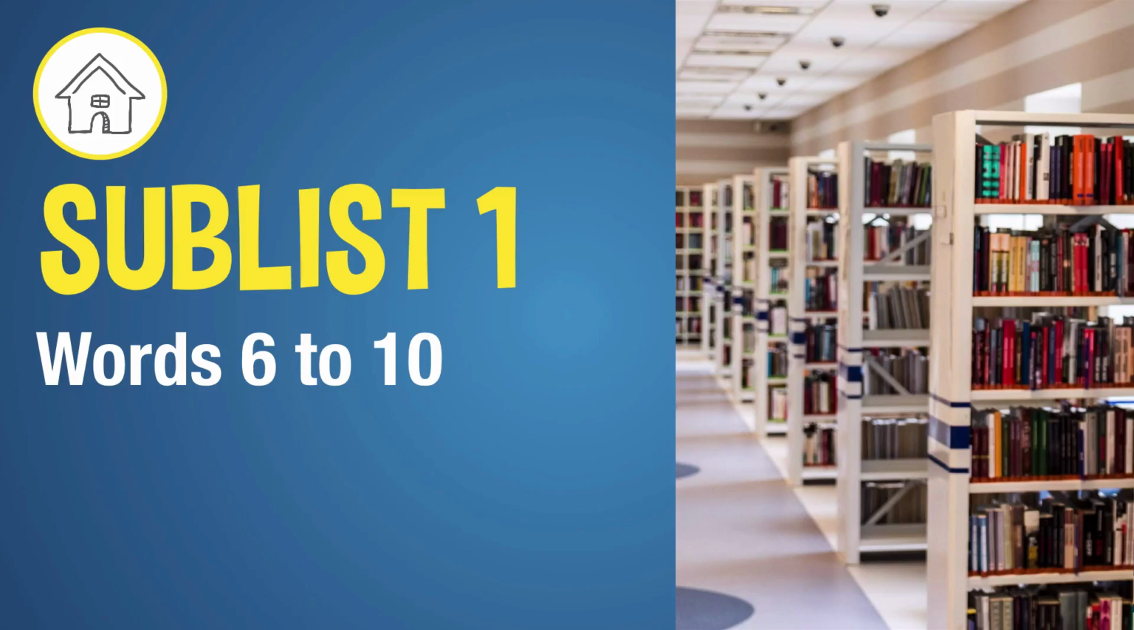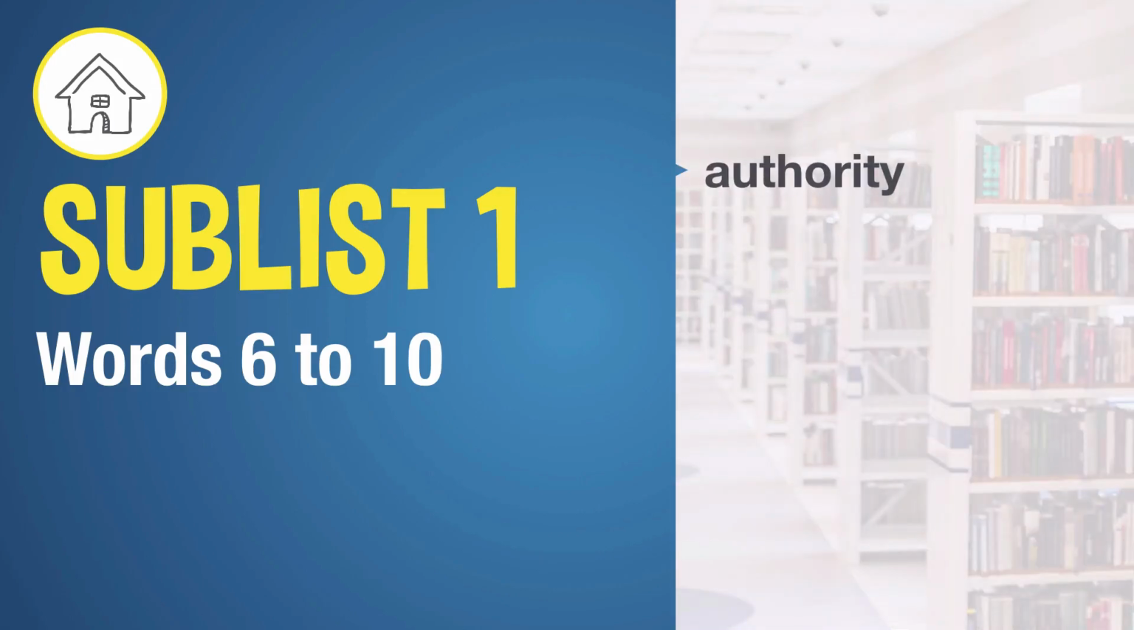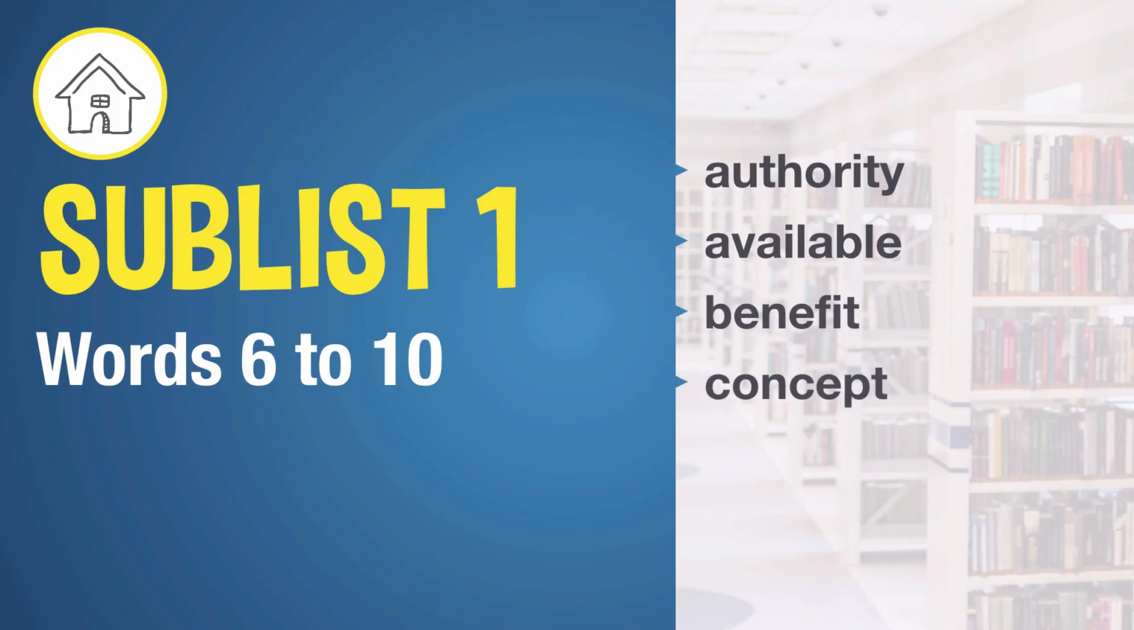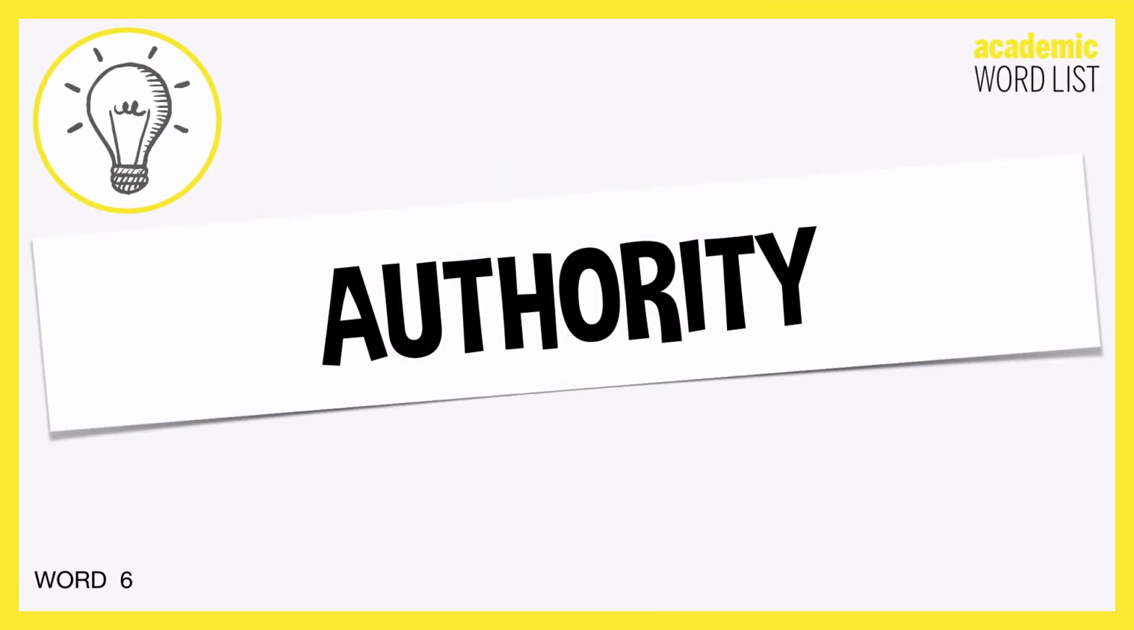So here now are 5 words from the academic word list. So let's look now at the next 5 words in the academic word list, and they are authority, available, benefit, concept, consist. And the first word is authority.